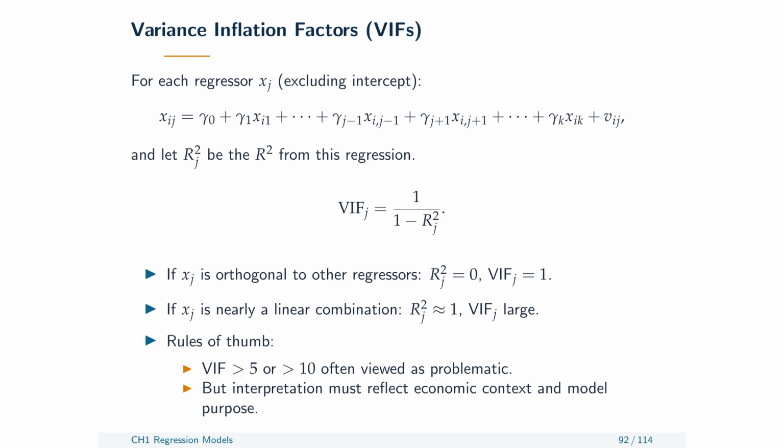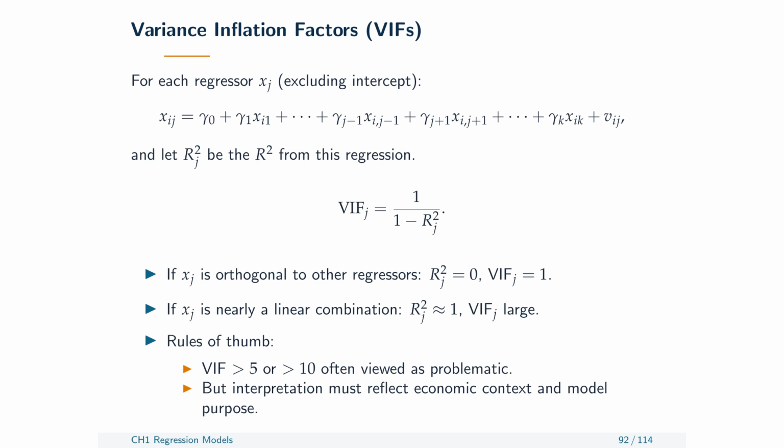The variance inflation factor examines each regressor against all the others. Regress x_j on the remaining regressors and record R squared from that auxiliary regression. The variance inflation factor equals 1 divided by the quantity 1 minus that R squared. A value of 1 means no linear predictability from the other regressors. Large variance inflation factors signal that an individual coefficient is being estimated from little independent variation.